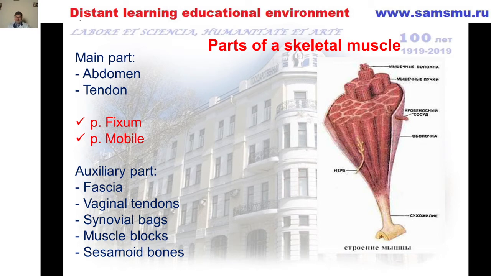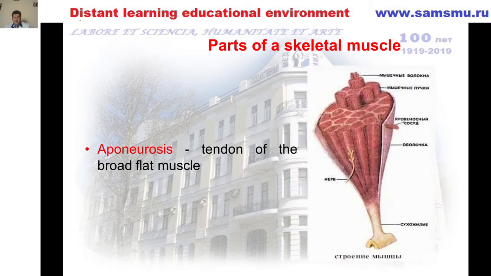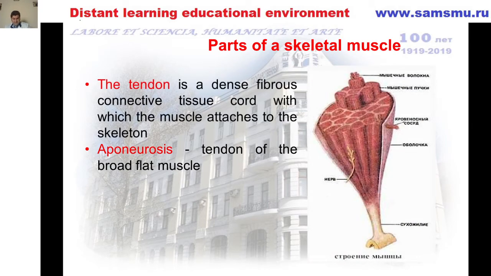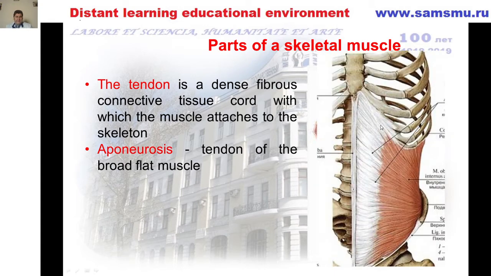If the tendon of the muscle is in the form of a white and thin layer, then it's called a tendon stretch, aponeurosis. I repeat, tendon thin layer, aponeurosis. You may see the aponeurosis of the internal abdominal muscle. It's flat and thin.